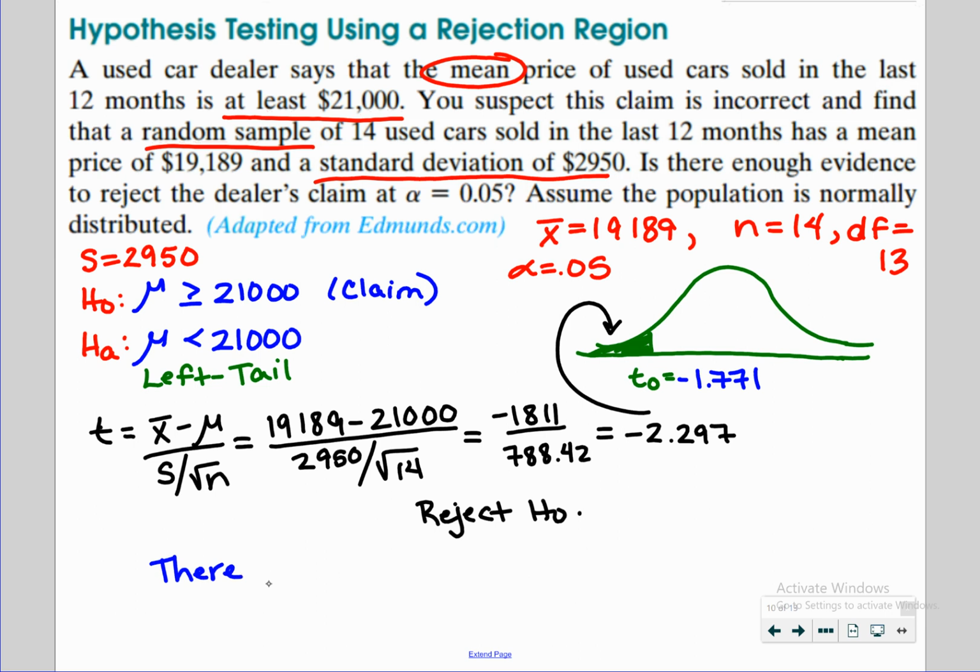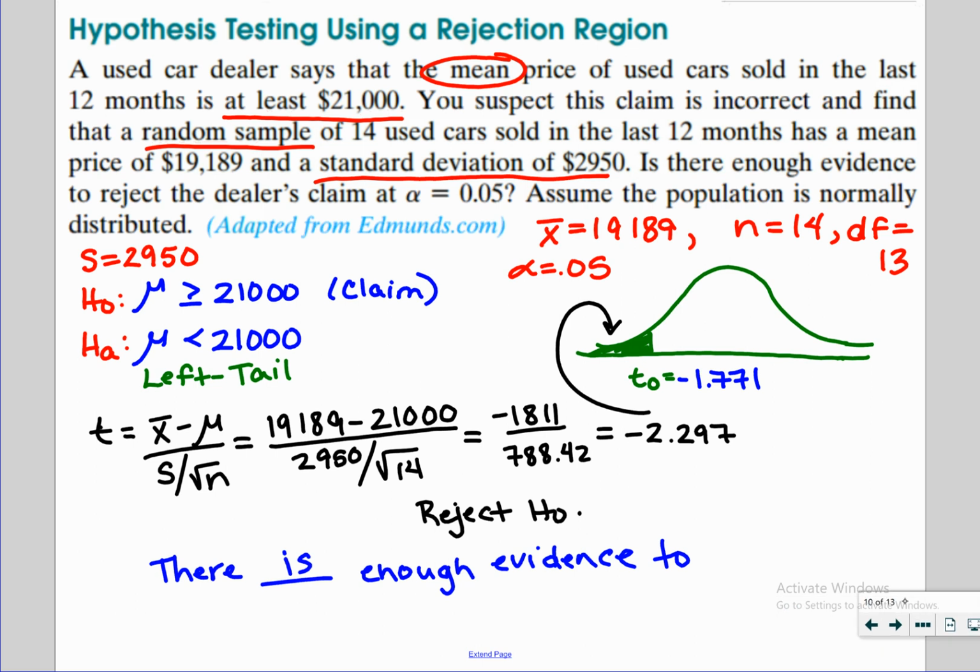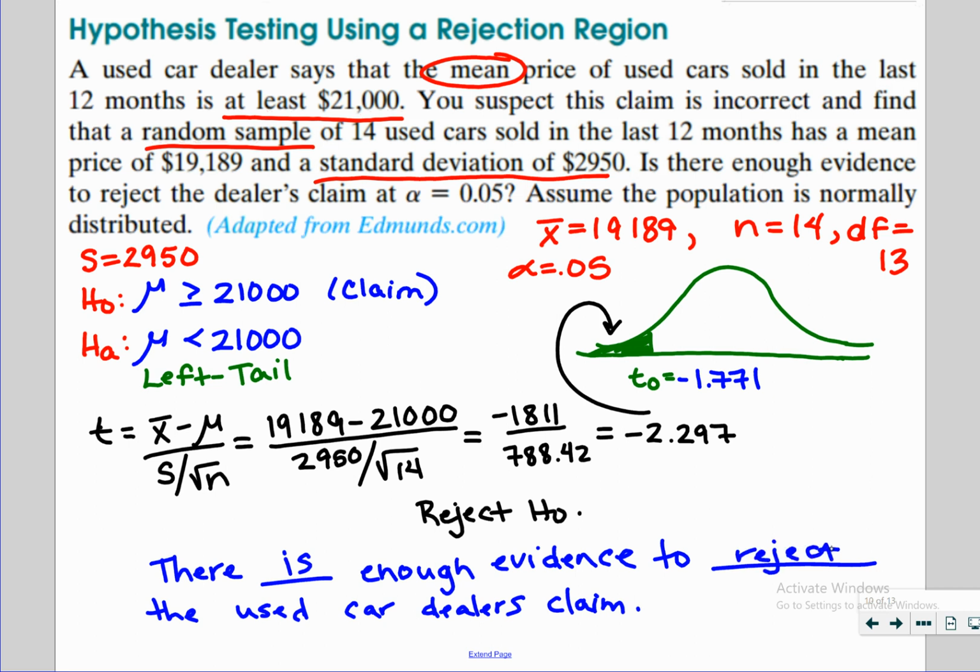There is or is not enough evidence? Is, if we reject. Remember, in statistics, rejecting is good. It means you have enough evidence to make a decision. 2, and then we're either going to say reject or support the used car dealer's claim, if we want to relate it back to the context of the problem. Are we going to say reject or support here? Reject, good, because the claim is the null hypothesis.